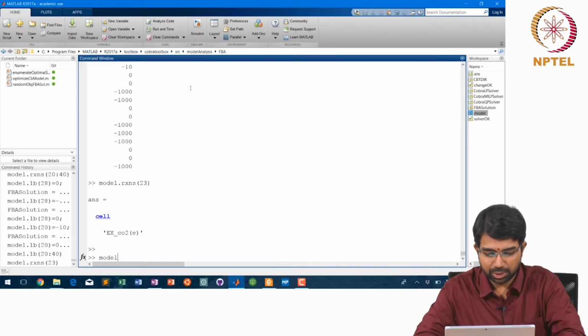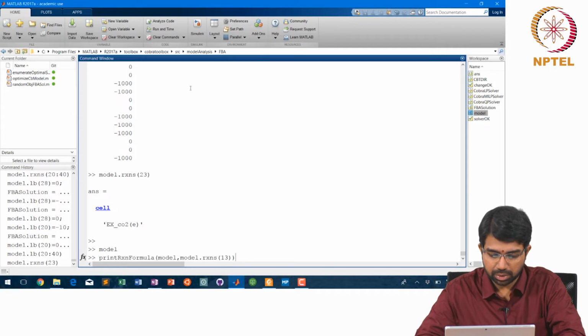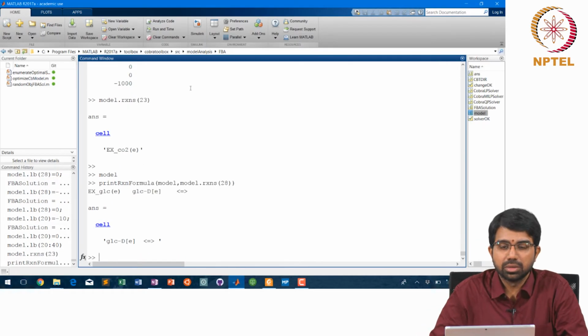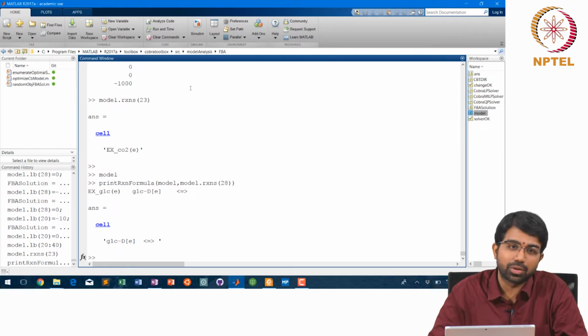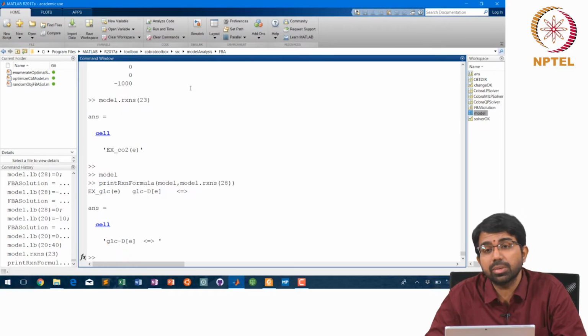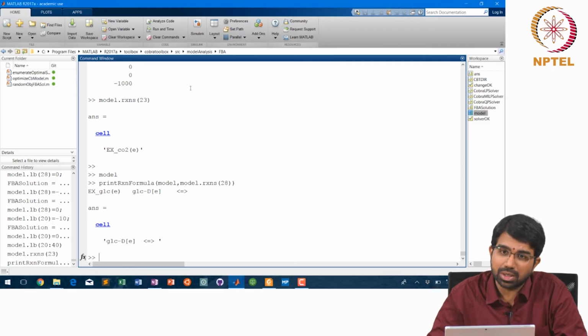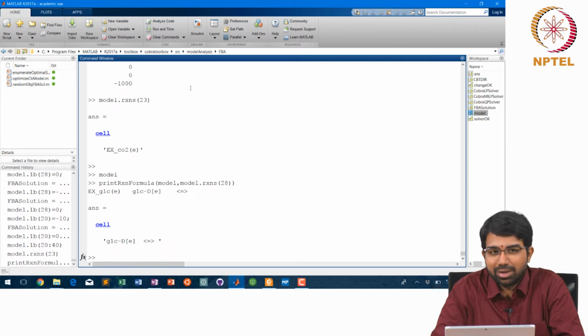So to answer your question, let's look at model dot. Let's say print Rxn formula reaction 28. This means glucose coming into the cell. If you say plus 1000 for this, it means that 1000 glucose has to go out of the cell. So if you say minus 10, it means 10 glucose is uptaken. If you say plus 1000, it means 1000 glucose has to go out, and that might never work. The value of this reaction is at least this much.